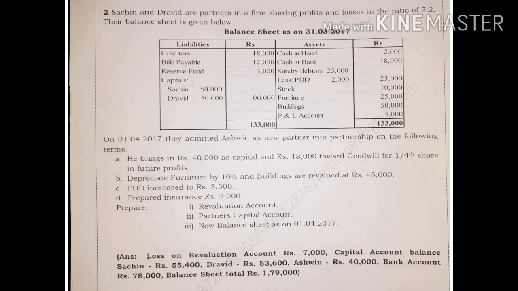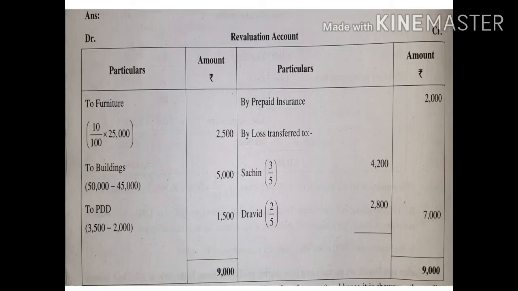Next, PDD increased to rupees 3,500. I told you that provision for doubtful debts decreases debtors. Debtor is an asset. Any decrease in the value of an asset means it is a loss. Old PDD, how much? 2,000. Now PDD increased to rupees 3,500. So how much increased? 1,500 PDD increased, which is a loss for the business. So debit side. These are the three items on the debit side.